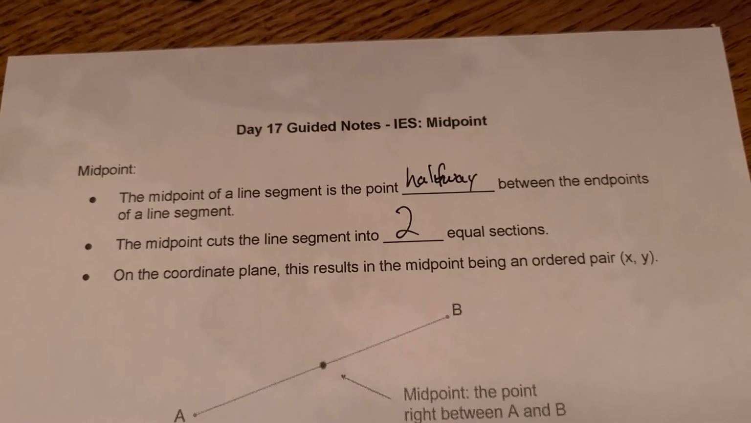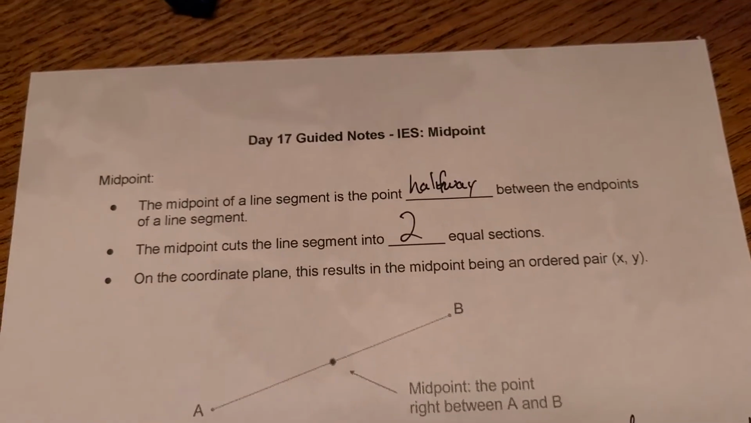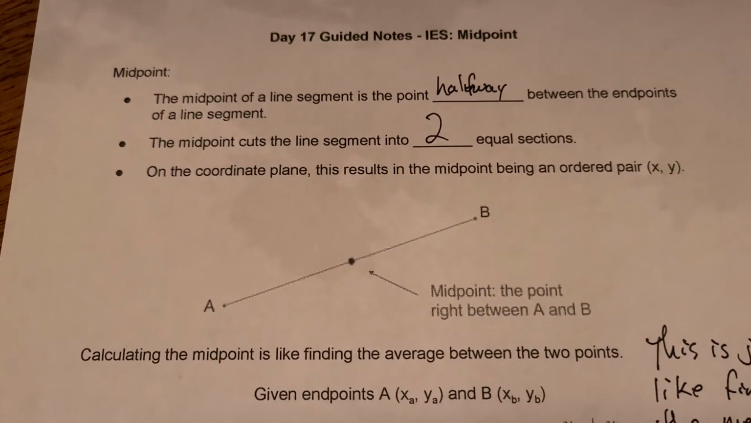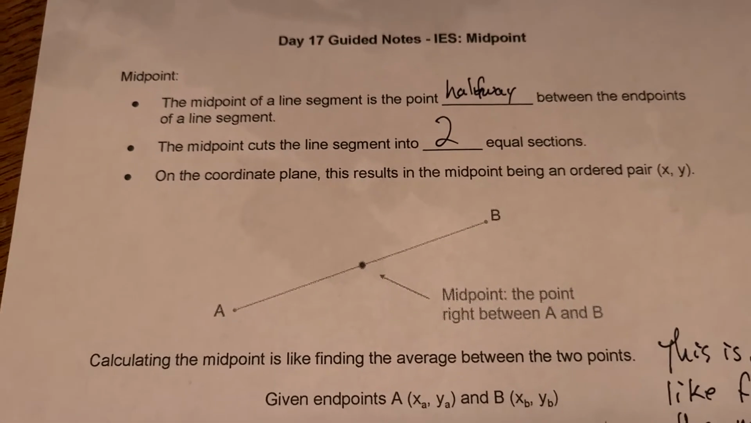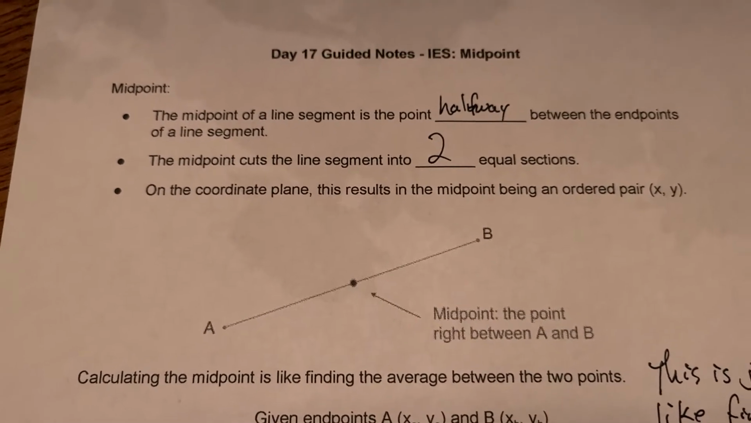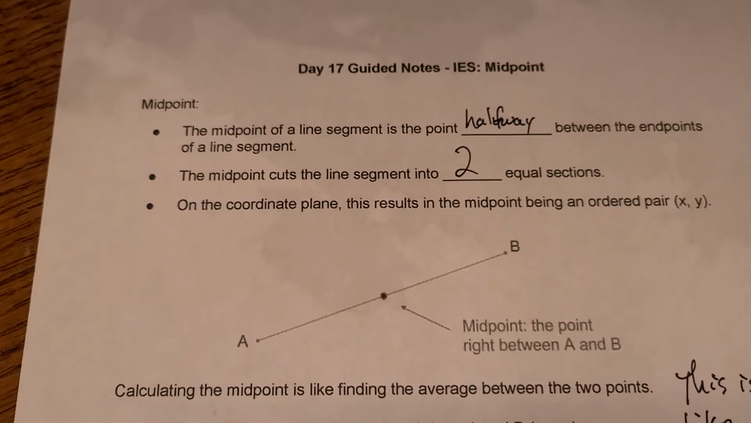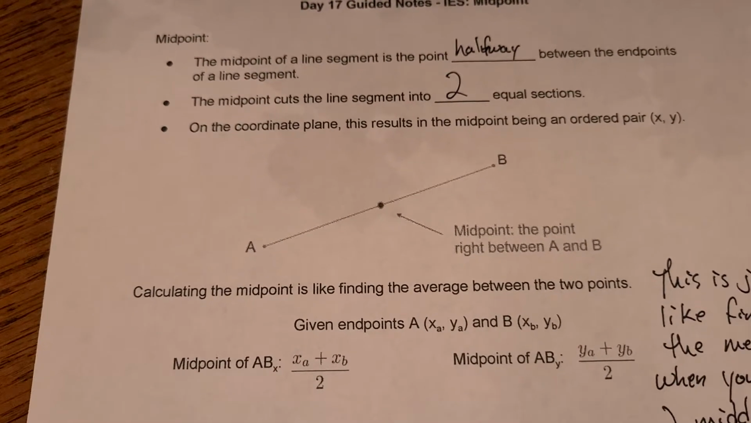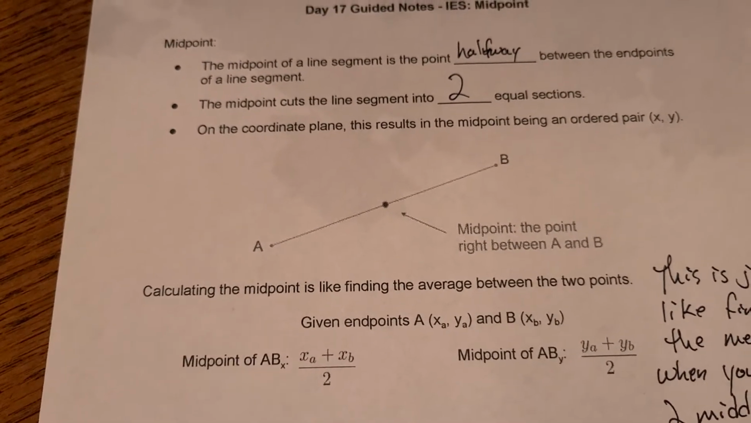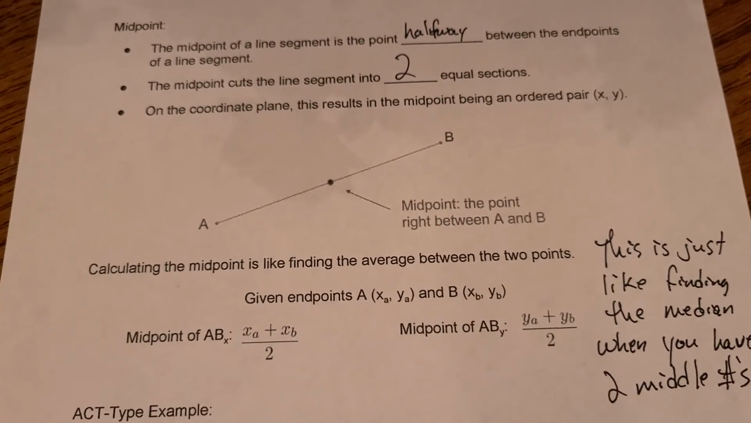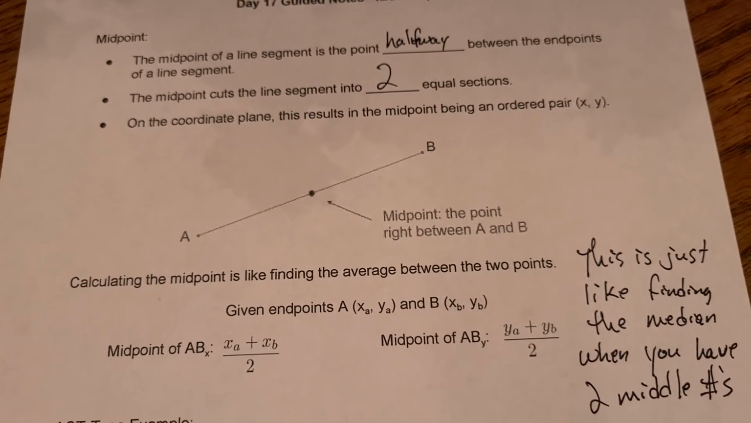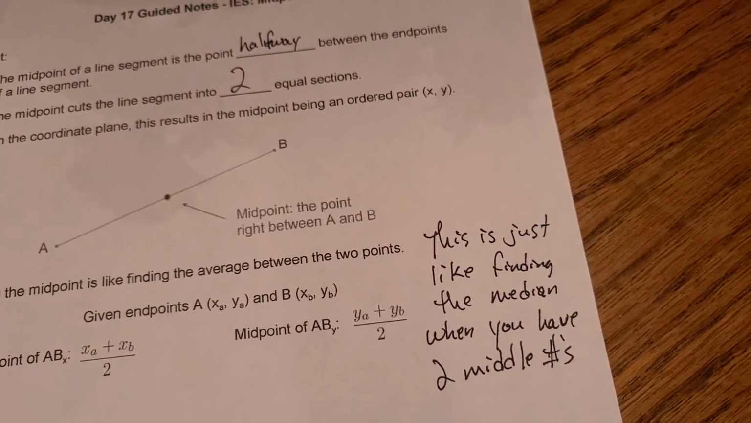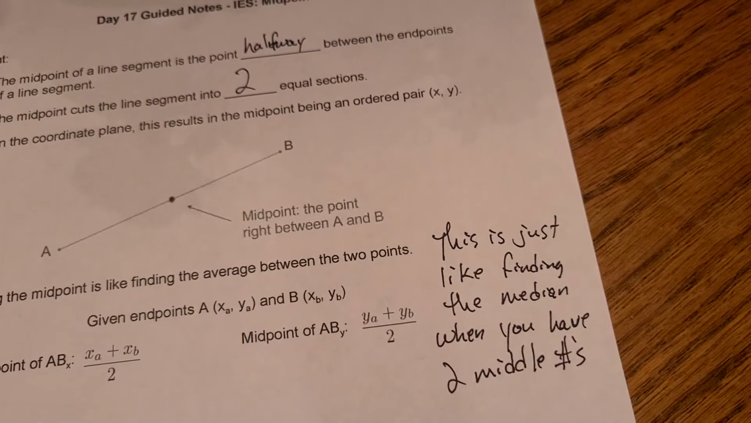On the coordinate plane, this results in the midpoint being a new ordered pair, because A and B have endpoints that are ordered pairs, and the new midpoint will also have an ordered pair, an x coordinate and a y coordinate. The way you calculate the midpoint is like finding the average between the 2 points. So you would add the x coordinates and divide by 2, add the y coordinates and divide by 2. This is just like what we did for finding the median when we had two middle numbers.